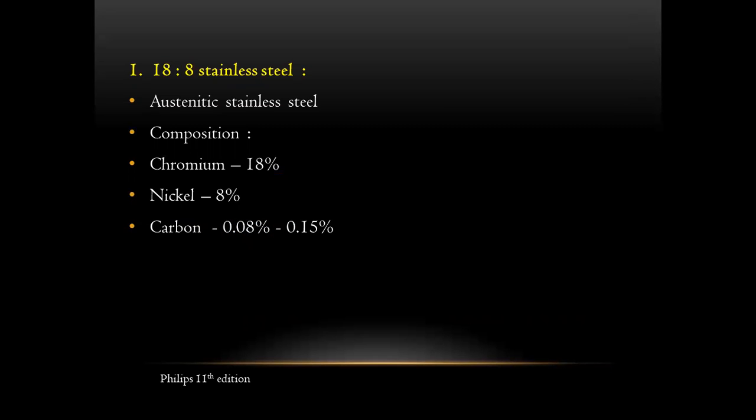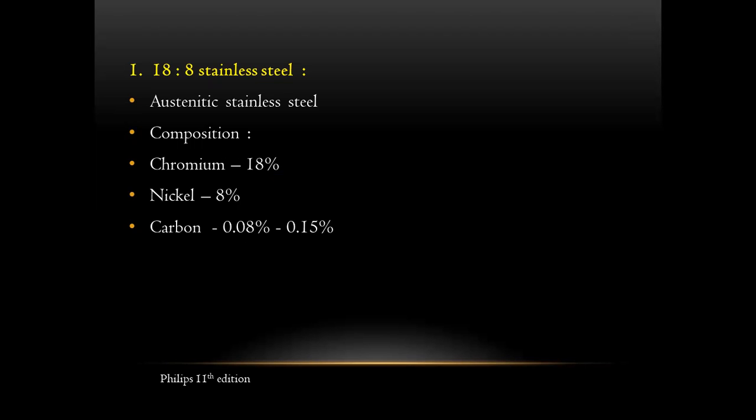Now moving to the first question. The first question was about stainless steel. They asked about the composition of 18-8 stainless steel. 18-8 stainless steel is an austenitic stainless steel. It is composed of 18% chromium, 8% nickel, and it also contains 0.08 to 1.15% carbon. So basically, in 18-8 stainless steel, 18 is the percentage of chromium and 8 is the percentage of nickel.